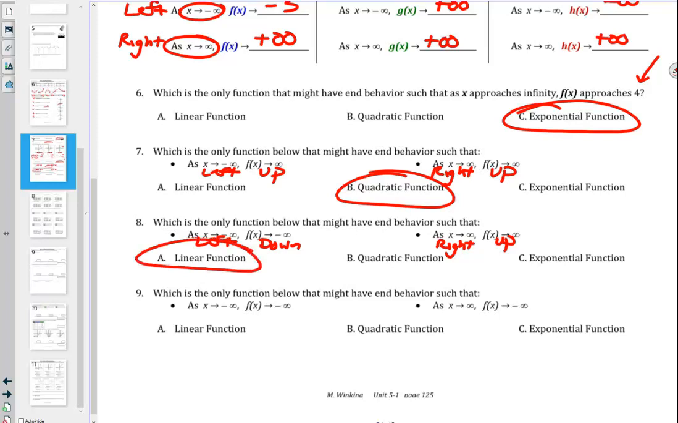Which is the only function below that might have end behavior so that we're going left, down, because y going to negative infinity is down. Then right, and then also down. So have both arrows going down. Only quadratic, because that's the parabola.